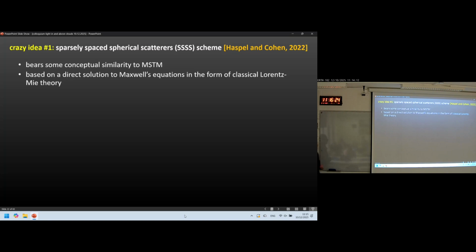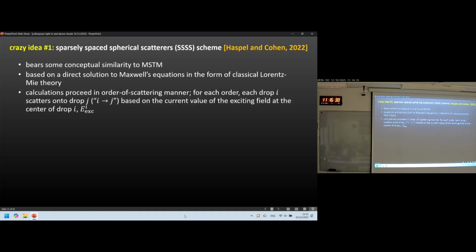It bears some resemblance to one of the models, MSTM, because it's based directly on a direct solution of Maxwell's equations, but on all of the drops at once. And how do we do it? We use an order of scattering manner. In other words, the radiation comes in from the sun and hits a drop. From that drop, it goes off to another drop. From the second drop, off to the third drop. And by orders of scattering, 0th order, 1st order, 2nd order, 3rd order, it keeps going until it converges.